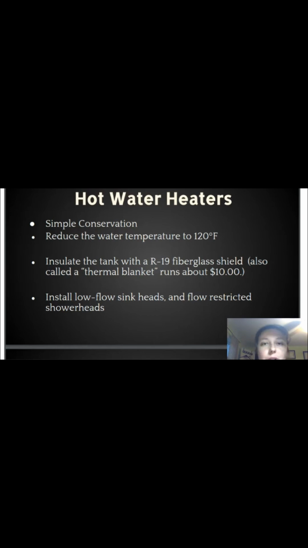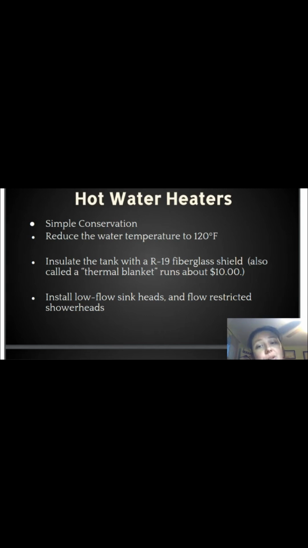If your hot water heater is above 120, unless you're doing something where you really need to clean something at very high temperature for some type of health issue or some reason or other, you really don't need your water to be hotter than 120. So just turn it down. You're wasting a lot of energy.